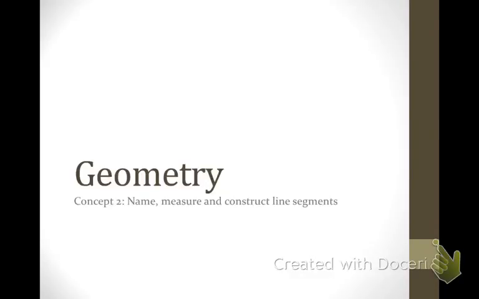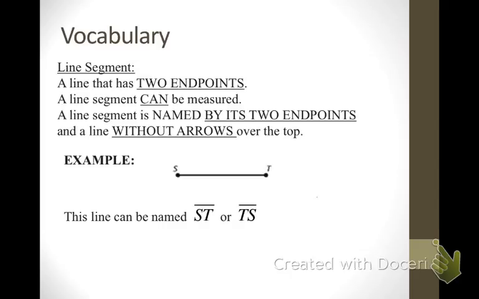In this video, we're going to be talking about line segments instead of lines. So let's review quickly what a line segment is. It is a portion of a line that has two endpoints. Since it has two endpoints, it can be measured, and you name it using those two endpoints with a bar above the two endpoints without arrows over the top.